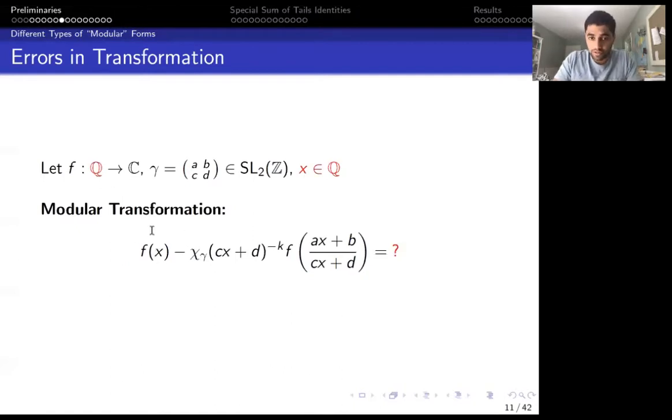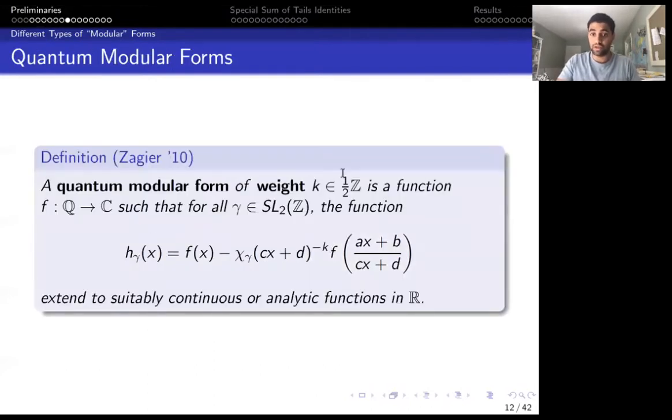The question then becomes, if we introduce this sense of error or change our domain, what do we want this modular transformation to be equal to? We can't let this error term be 0, because if we let it be 0, we end up getting a trivial definition for this variant of modular forms. So what we can do is define this to be a function h, and we ask this error to extend to a suitably continuous or analytic function on the real numbers. The reason this is left purposely vague is in order to encompass as many possible examples of modular forms as we can. Notice as well, this is actually a very recent definition put out by Zagier in 2010, so quantum modular forms are still being actively searched for today.